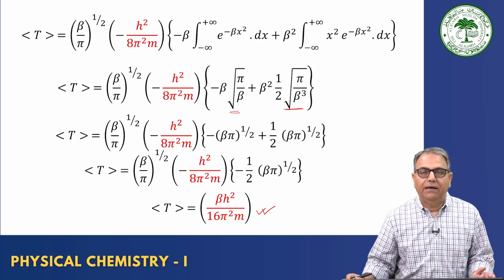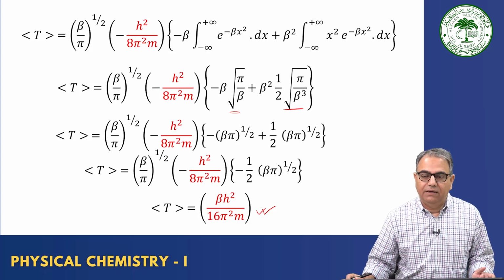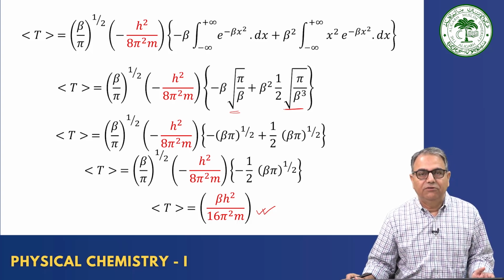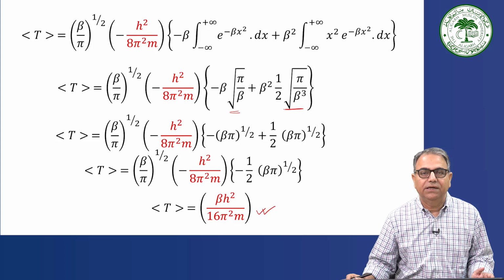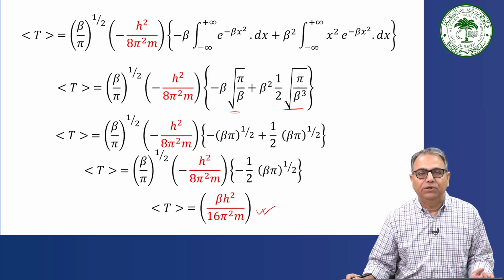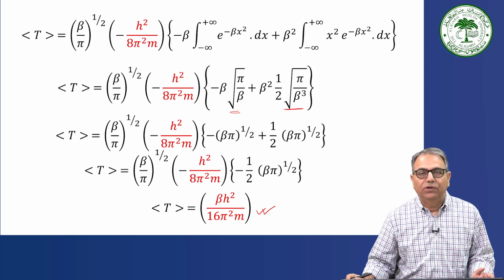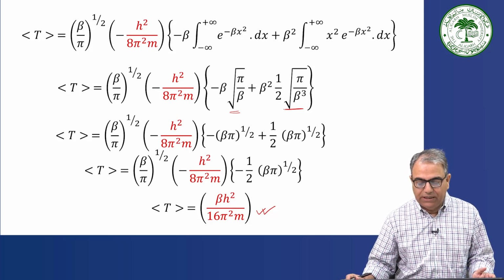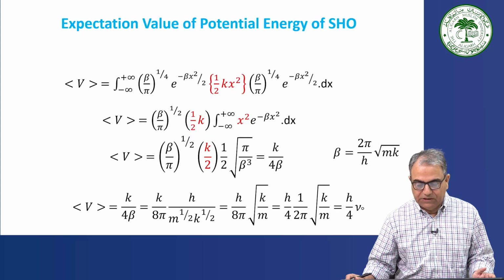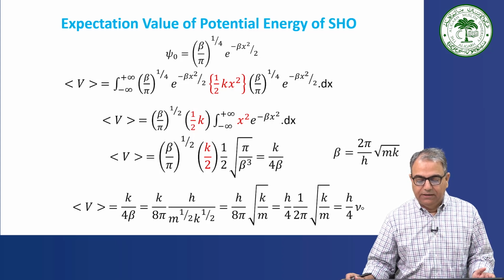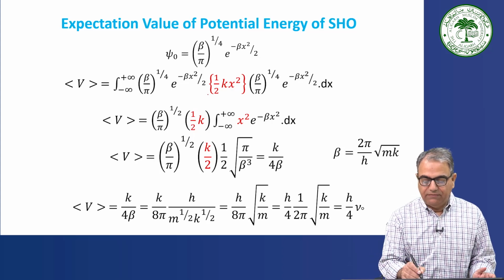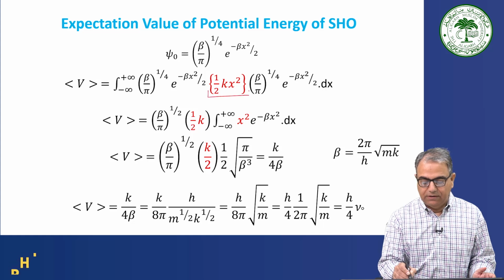But in case of any system where there is a force, there will be a potential energy, and the potential energy of the harmonic oscillator we have calculated in the very first lecture of the simple harmonic oscillator: a classical harmonic oscillator has potential energy equal to 1 by 2 k x square. So the operator also will be the same, 1 by 2 k x square. So if you use that and try to find the expectation value of potential energy, then you have to use the operator 1 by 2 k x square.